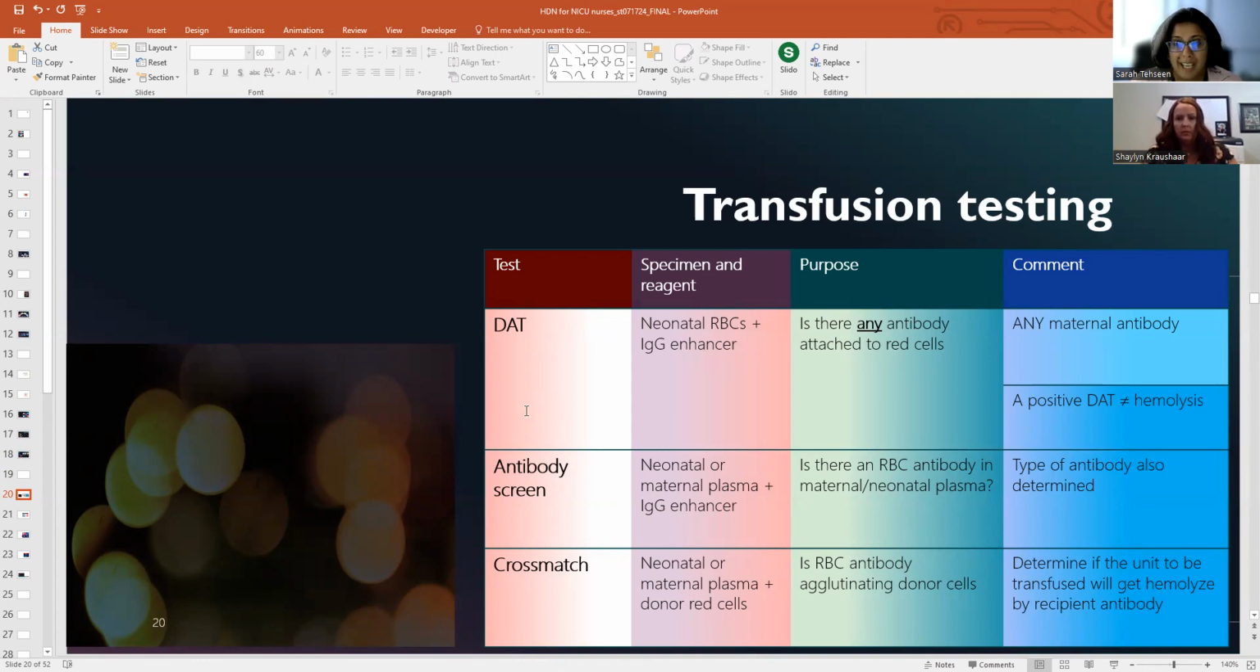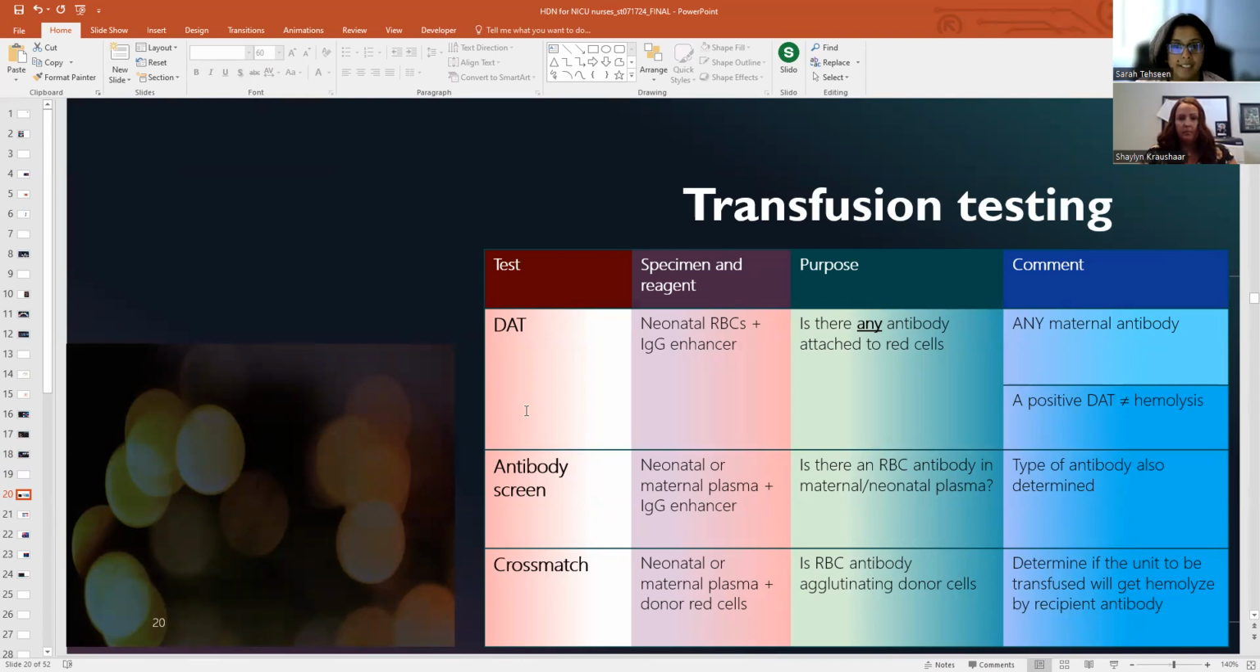It can be positive with any maternal antibody. Just because you have a positive DAT does not mean that you have hemolysis, though in the context of clinically significant red cell antibodies, a DAT will usually be positive when the mom's antibody titer is higher than 1:64 or at least around 1:64. And those babies will have at least some jaundice and evidence of hemolysis as well.